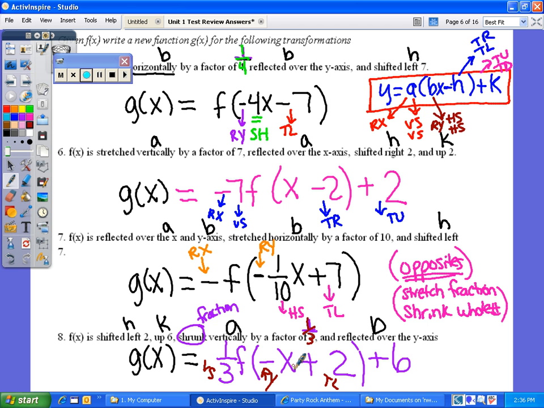And then you also went up 6. So going up 6, that's translating up. Okay? So I know I went over that fast, but just check your answers and make sure that you have the same thing I do.